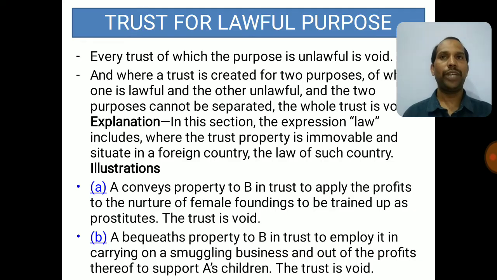Initially you need to remember 5 unlawful purposes: forbidden by law, or defeat the provisions of law, fraudulent, or injury to person or property, or immoral or opposed to public policy. And then you have to write that if there are two purposes, in which one is unlawful and one is lawful, but you cannot separate the unlawful purpose from the lawful, then the whole trust becomes void. You have to write that. Then you have to mention that if immovable property is in a foreign country, the law of such land also needs to be considered, and then you can give the 2 illustrations which I have given here.